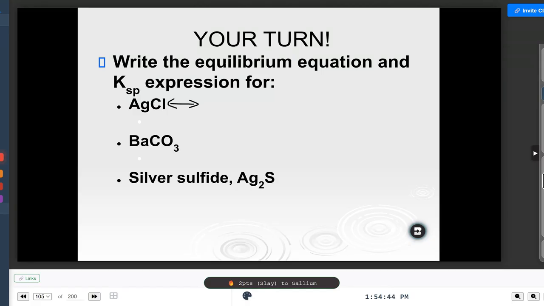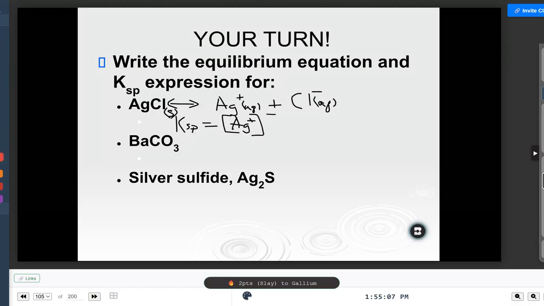dissociation equation. So we'd start with our AgCl as a solid, and it's going to break into our Ag plus as an aqueous, plus our Cl minus as an aqueous. And then we could write our KSP for that. And we'd say our KSP is Ag plus in brackets times Cl minus in brackets.